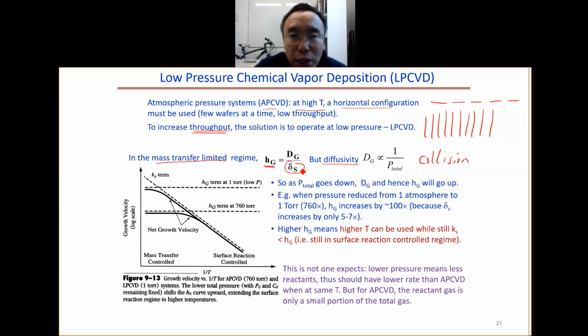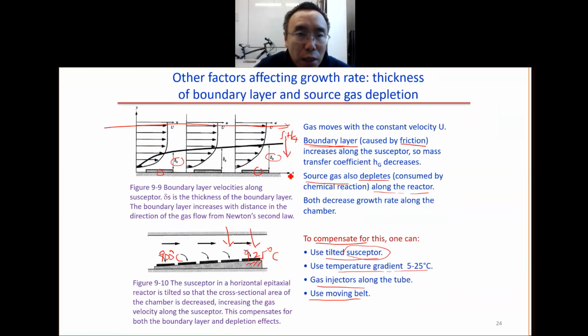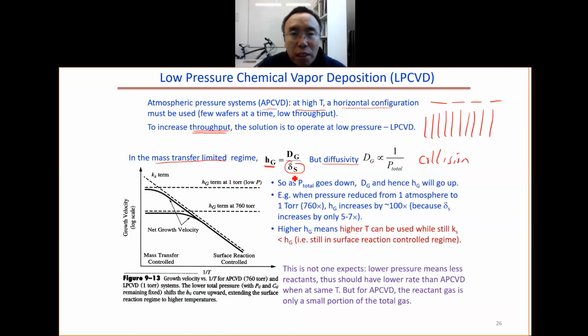The delta S is the boundary layer thickness. Obviously, the higher the boundary layer thickness, the smaller the transport to the surface. So we have this over delta S term. For example, if the total pressure goes down, then Dg will go up a lot, and Hg will also go up. For example, when the pressure is reduced from 1 atmosphere to 1 torr, so reduced by 760 times, this term Dg will increase by about 1,000 times.